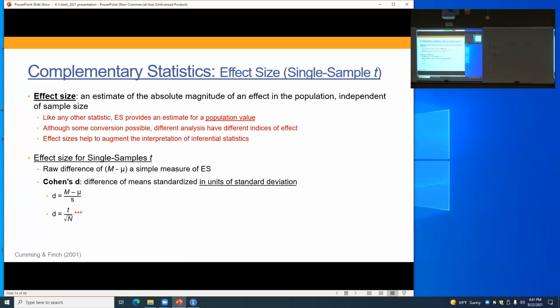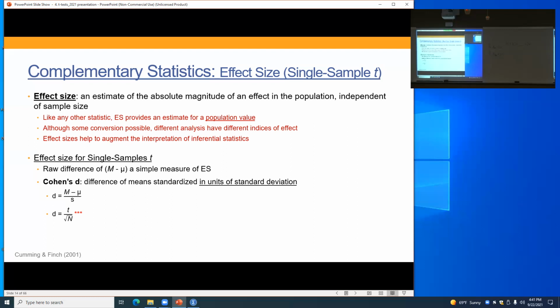Not too big. If I say something's 4 standard deviations bigger than something else, that's massive, right? So what we're doing with Cohen's d is we're taking that difference and putting it in a metric of standard deviation units, okay? And so now all of a sudden this starts to have more meaning if you understand that normal curve and what a standard deviation unit is, okay?